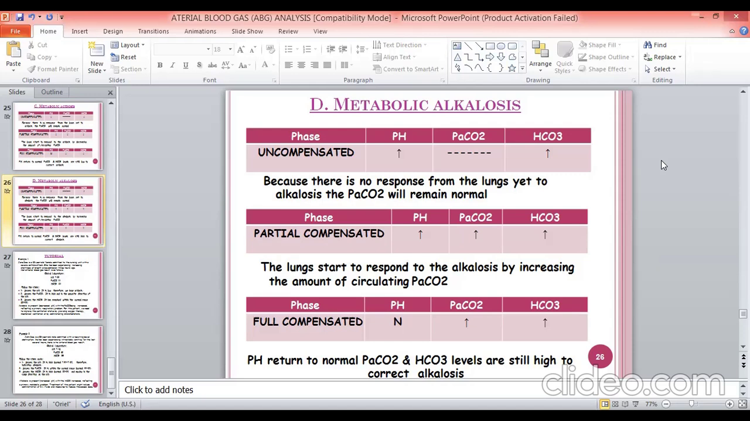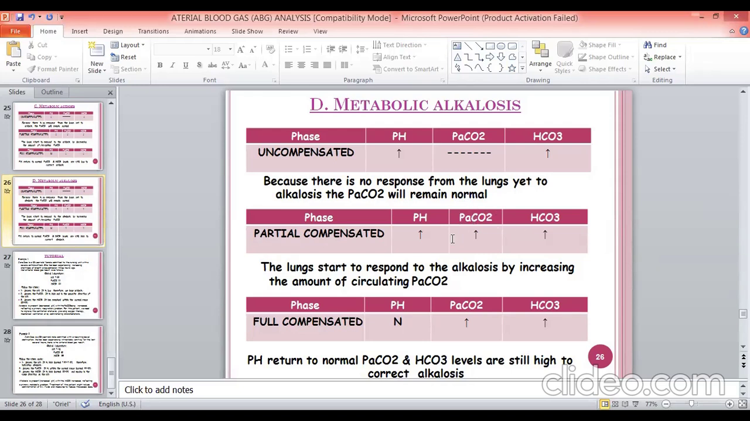Once the compensatory mechanism starts, along with the pH and bicarbonate, the partial pressure of carbon dioxide is also in an uptrend. That means the lungs are responding. The lungs start to respond to alkalosis by increasing the partial pressure of carbon dioxide in the circulation.